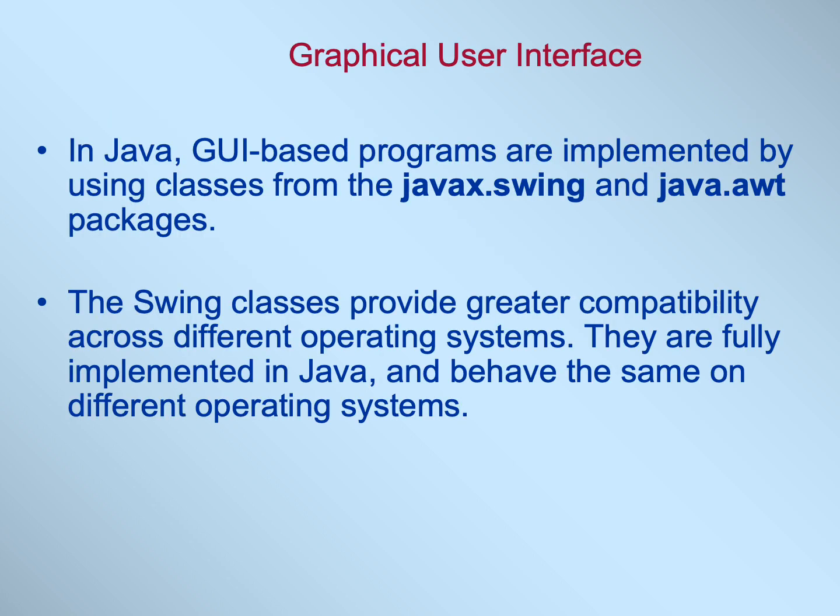So, Graphical User Interface. In Java, GUI-based programs are implemented by using classes from the javax.swing and java.awt packages. The Swing classes provide greater compatibility across different operating systems, OS. They are fully implemented in Java and behave the same on different operating systems. Swing has lightweight components compared to AWT, and Swing sits on top of AWT. AWT stands for Abstract Window Toolkit.